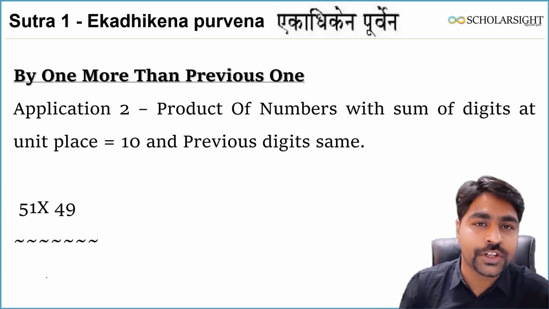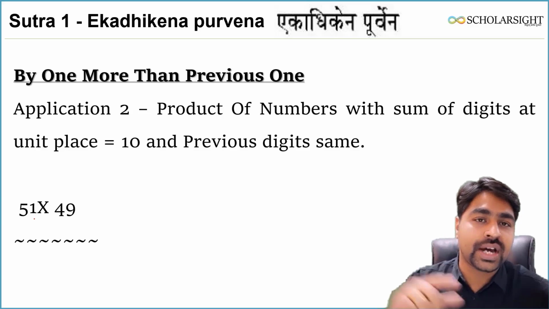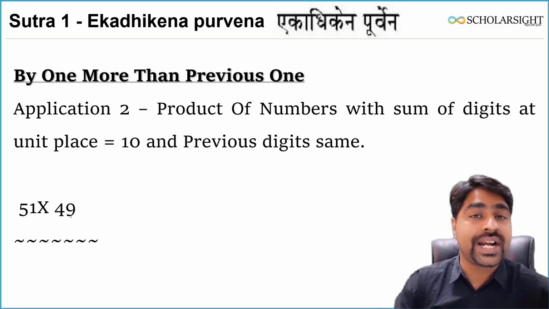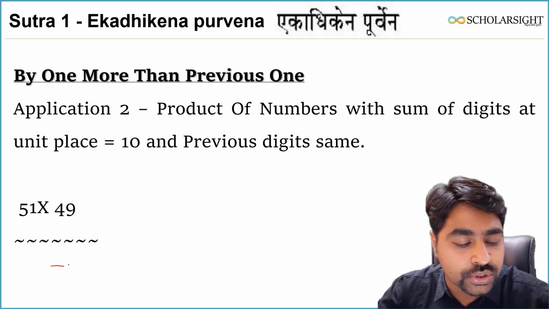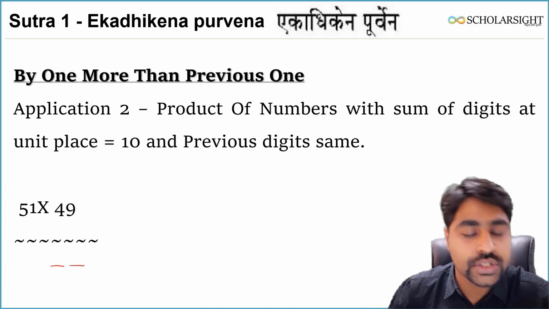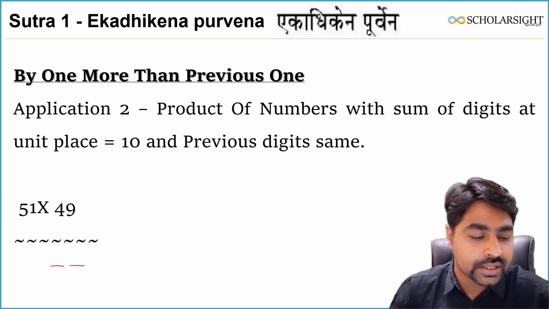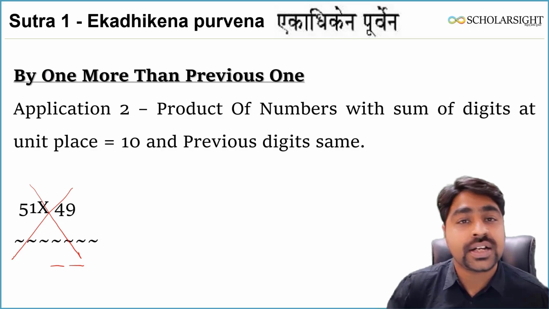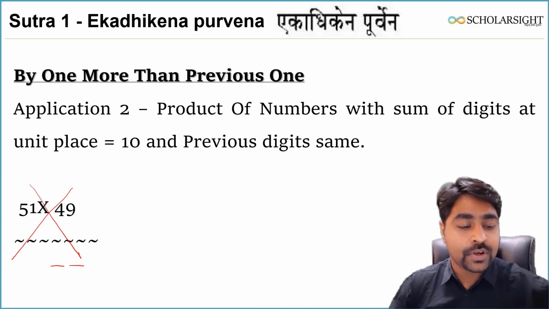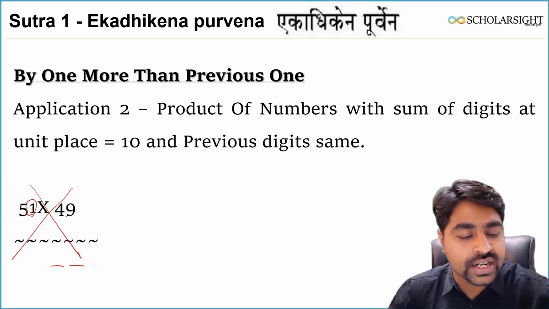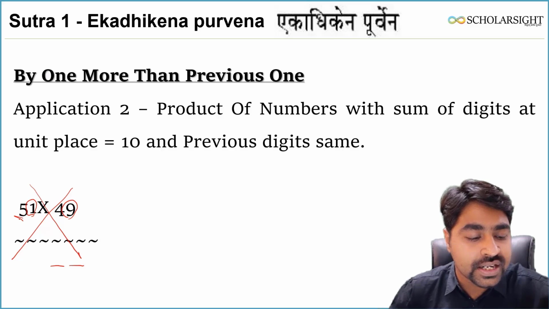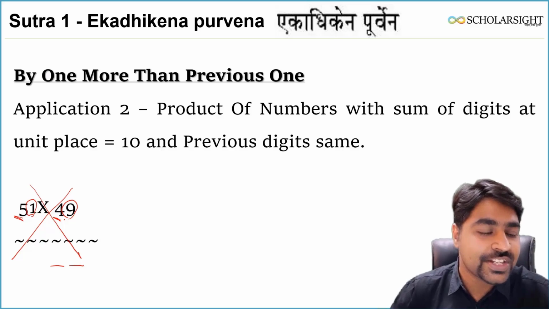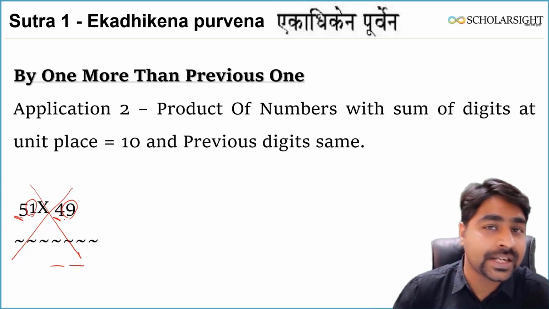One more application for you guys. I hope you are able to solve now yourself, right? Answer is 1 into 9, but I asked you to do in 2 places. So how will you do that? Firstly, you will not be able to apply this particular application here. Why? Because though the summation of 1 and 9 was 10, the previous digits to them were not the same, guys. So you cannot apply Ekadikena Purvena.